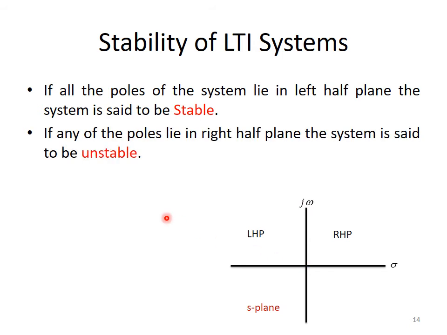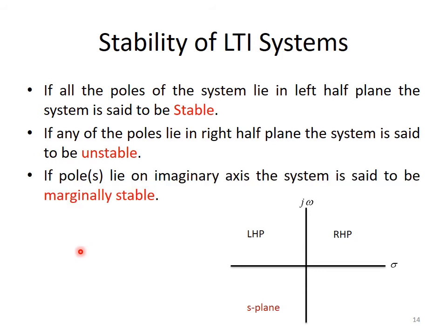So if any of the poles lie in the right half plane, the system is said to be unstable, right? If a system has, for example, 5 poles, 4 poles in the left half plane and 1 pole in the right half plane, the system is said to be unstable, right? Why it is unstable, later on we are going to discuss.